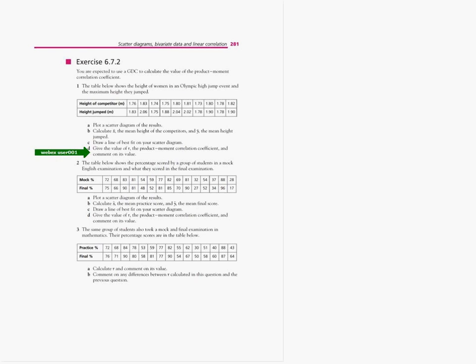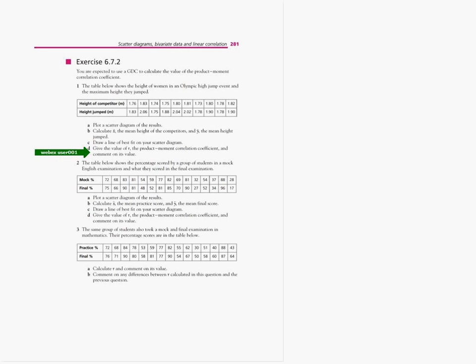0.1 to 0.3 is small, 0.3 to 0.5 is medium, and 0.5 to 1 is a strong correlation. Less than 0.1 is almost no correlation. So 0.3 means it's a medium correlation, not a very strong positive correlation.